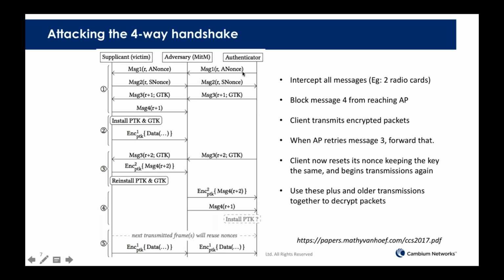And once the four-way handshake begins, the AP sends message 1. This is transmitted as it is to the client. The client then sends back message 2. This is also forwarded as it is to the AP.